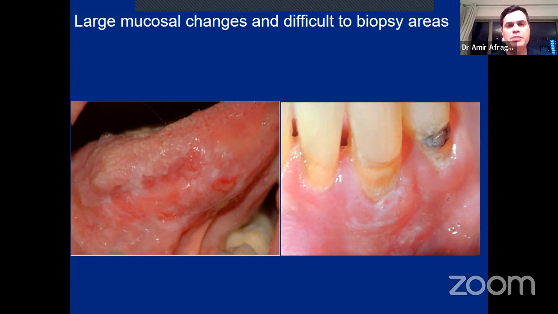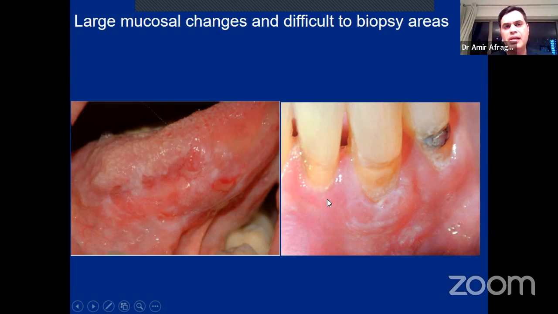We also said that the brush biopsy is of value in lesions that are very large, for example this erythroleukoplakia on the lateral border of the tongue. The tissue biopsy is very selective, so you can only choose an area to biopsy unless you do field mapping, which means a number of biopsies in different areas that could be very uncomfortable for the patient and will take a lot of time. But the brush biopsy will cover the entire surface of the lesion.